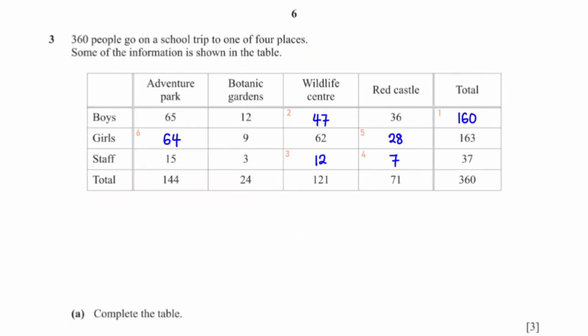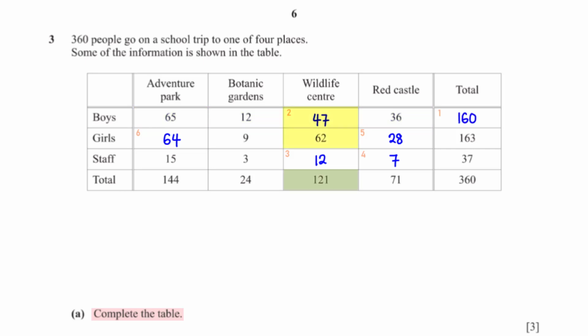360 people go on a school trip to one of 4 places. Some of the information is shown in the table. Complete the table. When we subtract the sum of 163 and 37 from 360, we get this value to be 160. When we subtract the sum of 65, 12 and 36 from 160, we get this value to be 47.